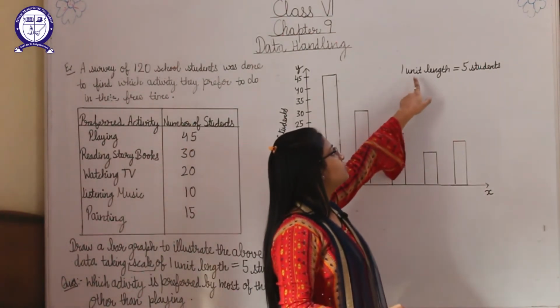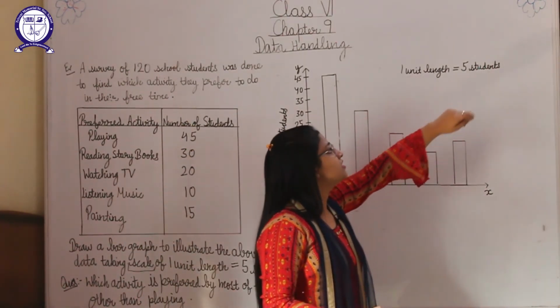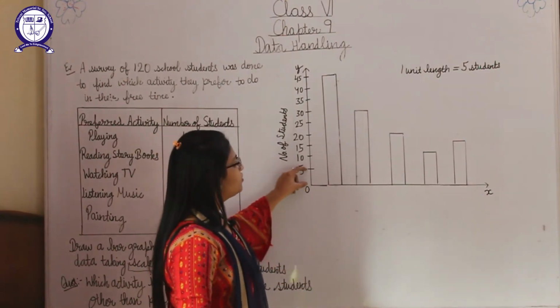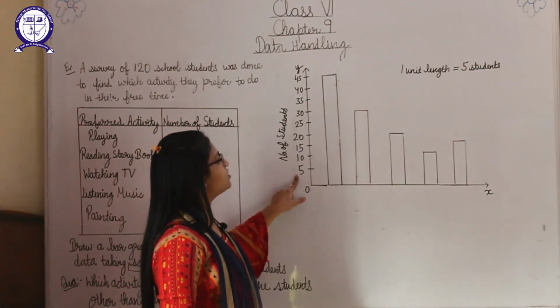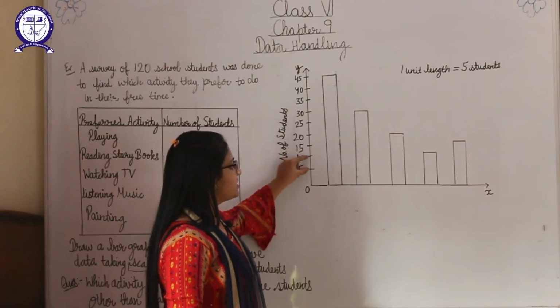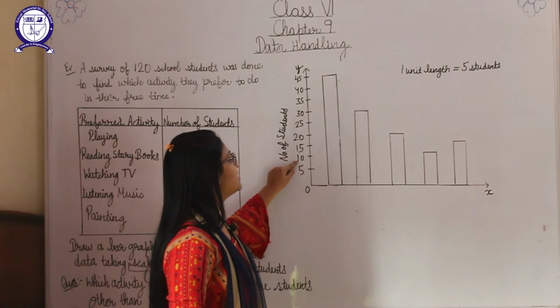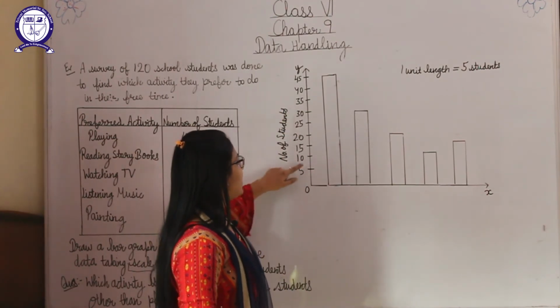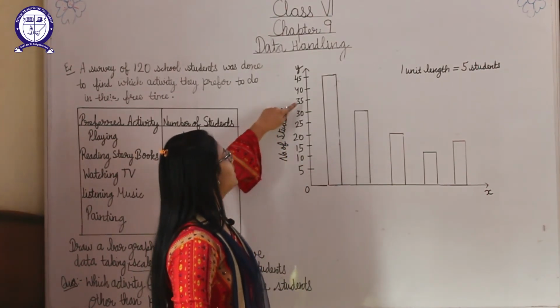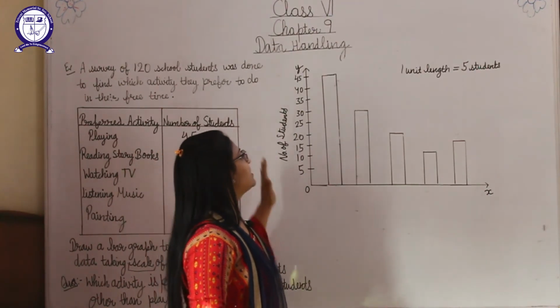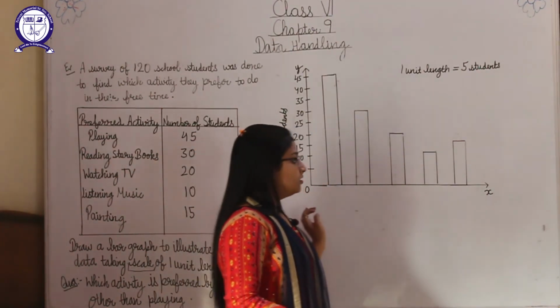And how we have to show that on the scale: 1 unit length is equal to 5 students. So from here to here, this is 1 unit length and this is showing 5 students. Then that is another unit length and that is showing another 5 students, meaning 10 students. So we will show 5, 10, 15, 20, 25, 30, 35, 40, 45. It means there is a gap of 5 students here.